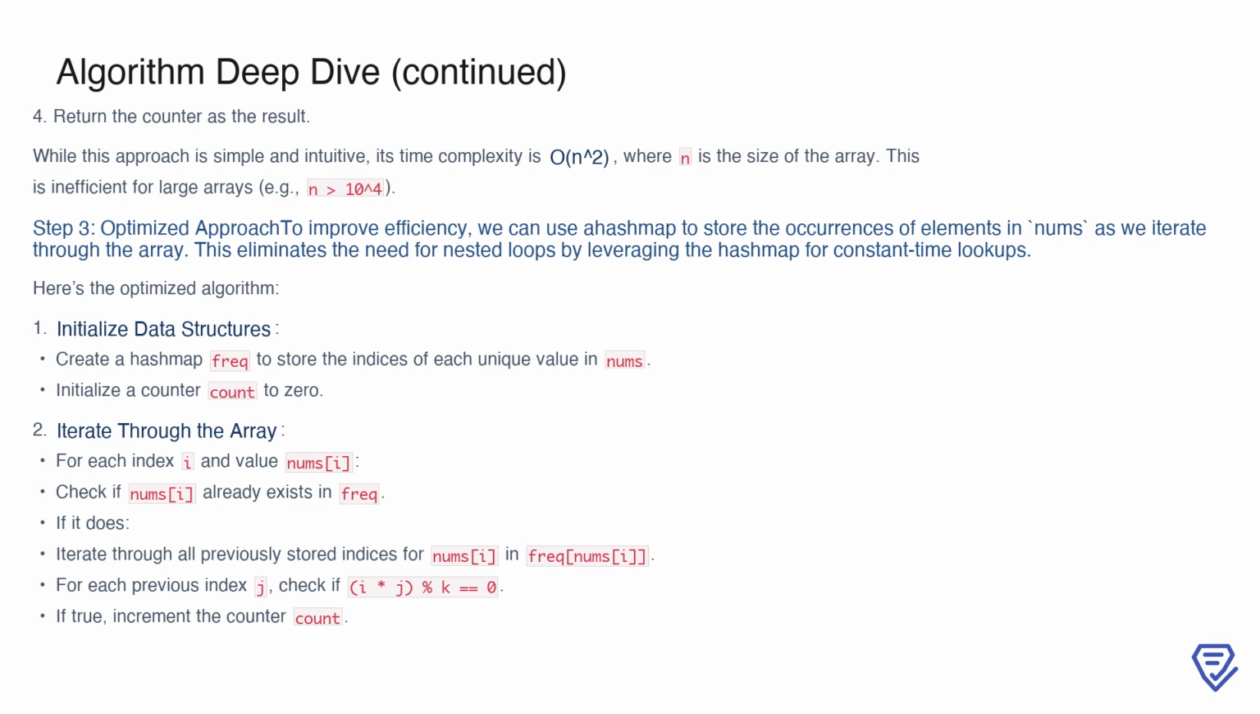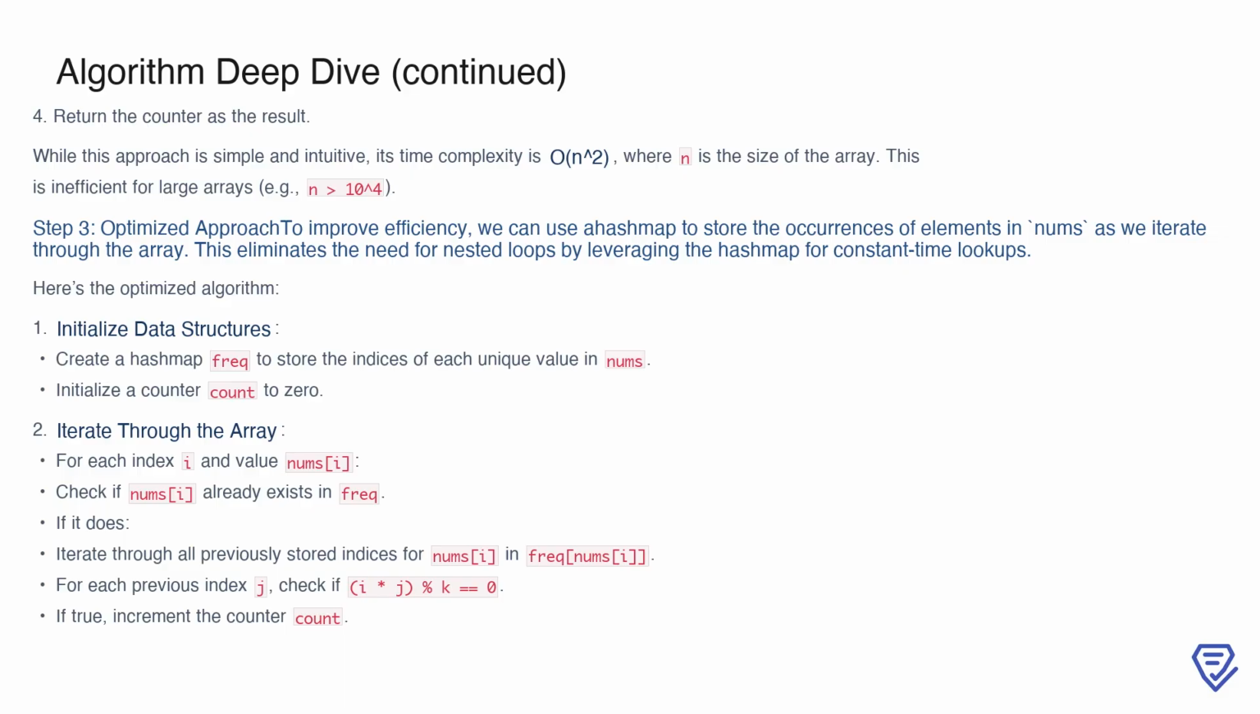While this brute force method is straightforward, it has a major drawback. Its time complexity is n squared, where n is the size of the array. For large arrays, such as those with tens or hundreds of thousands of elements, this approach becomes extremely inefficient. To address this inefficiency, we turn to an optimized approach that leverages a hash map.